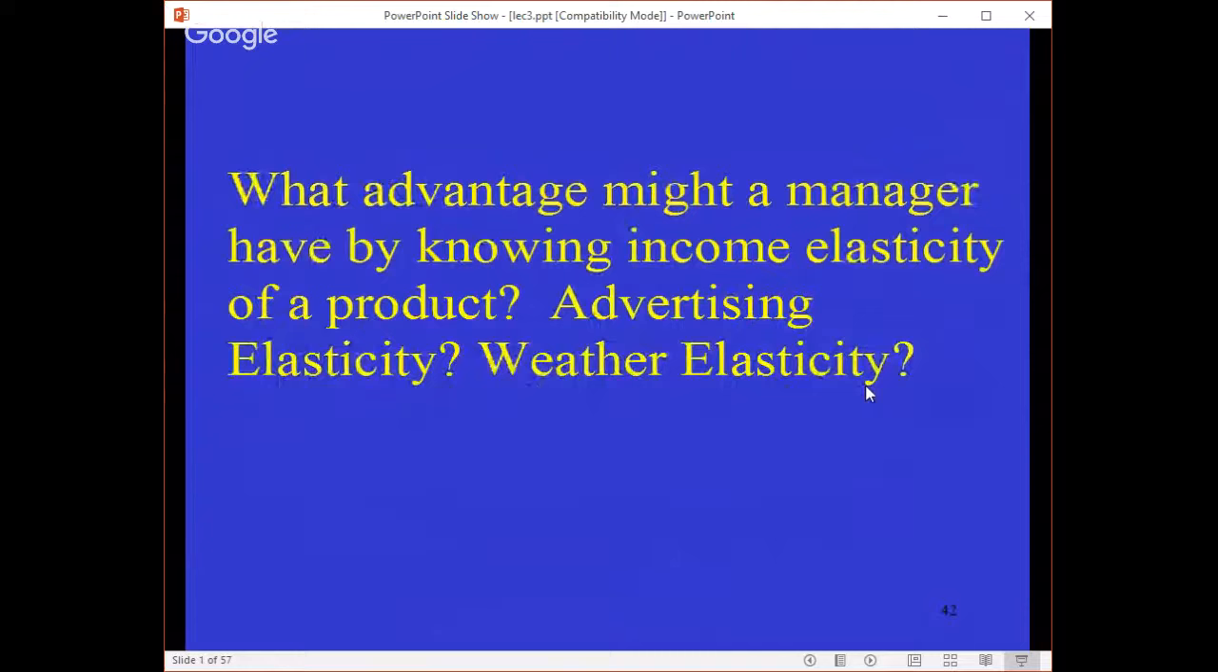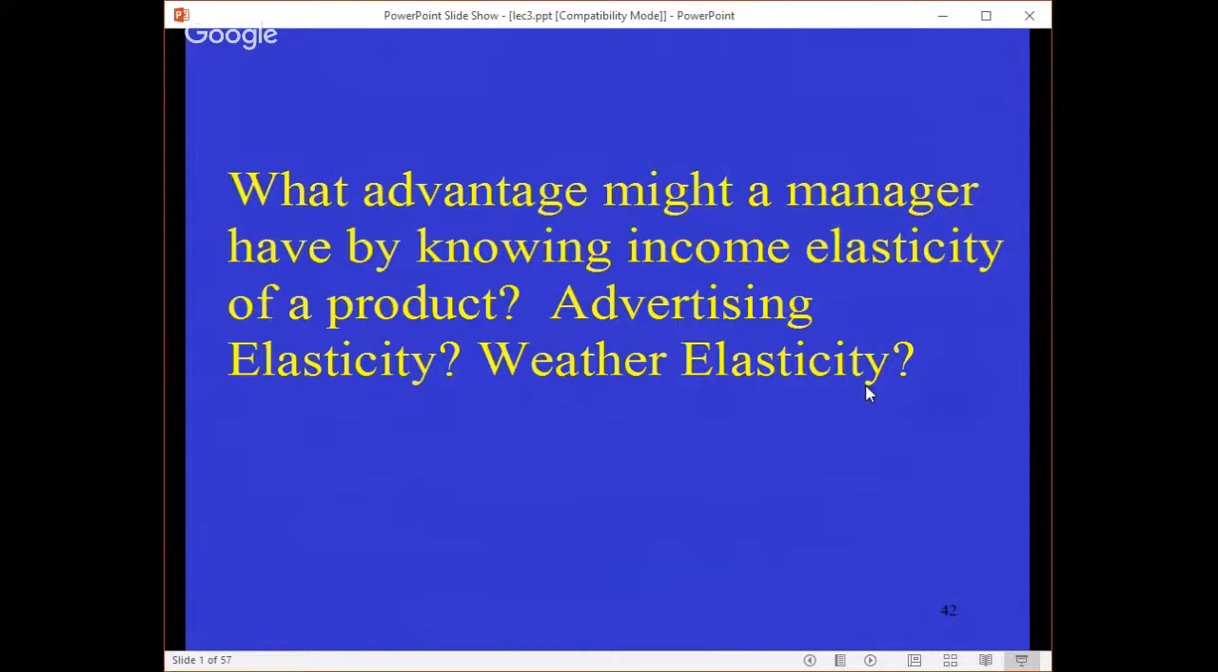And we talked about income elasticity. How about advertising elasticity? It's nice to know. If I spend an extra dollar on advertising, or an extra $10,000, how much is my demand going to increase? If I know the advertising elasticity, I know how much my demand is expected to increase when I increase advertising. Weather elasticity, again, depends on how we measure it: dry bulb temperature, precipitation. What happens to my demand when those things increase?